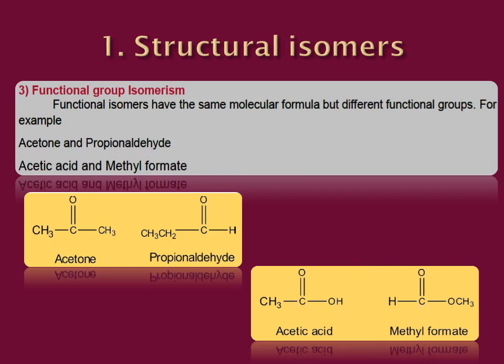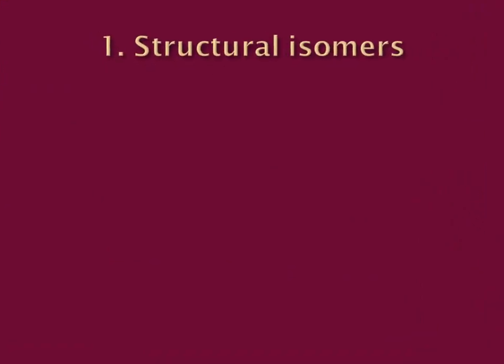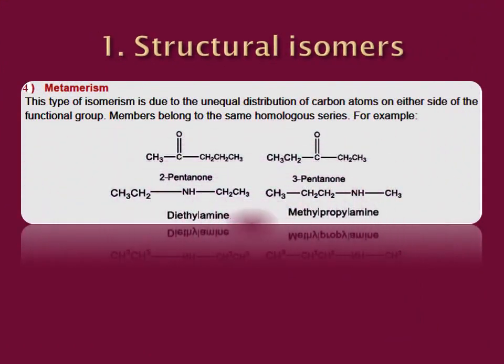The next structural isomers that we are going to study are metamerism or metamers. This type of isomerism is due to the unequal distribution of carbon atoms on either side of the functional group. Students, some functional groups are not terminal. They are present in the middle of the hydrocarbon chain. So if there is unequal distribution of the chain across the functional group, they are called metamers, and the phenomenon is called metamerism. Members belong to the same homologous series.